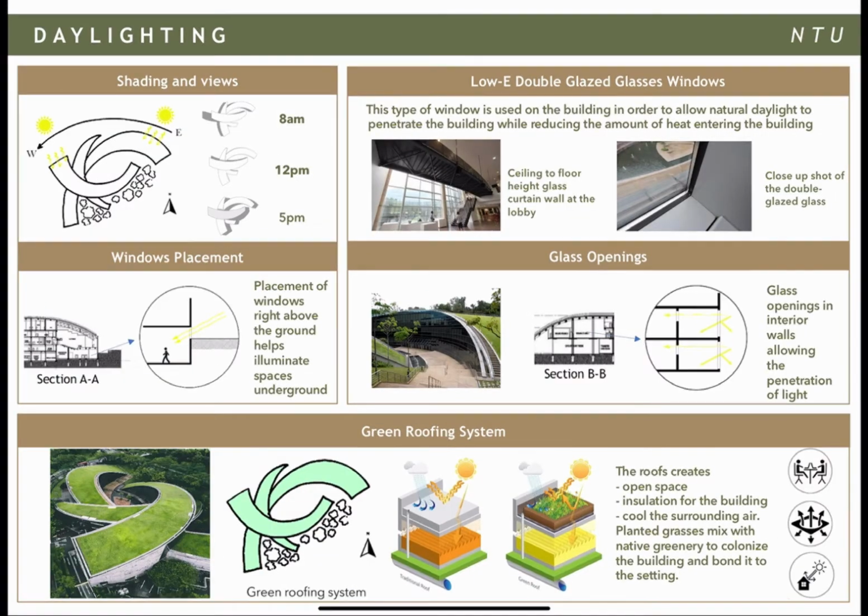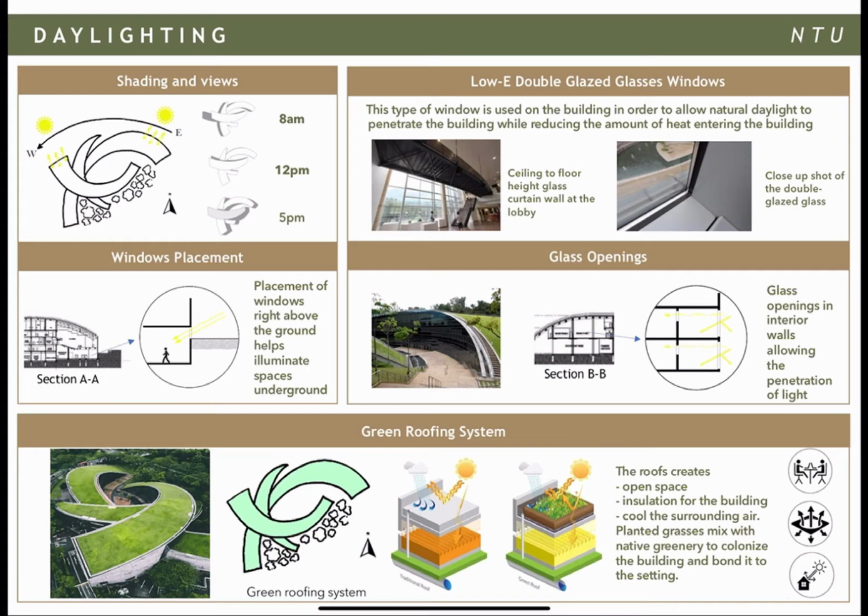The low-E double-glazed glass windows are applied in this building. This type of window is used on the building in order to allow natural daylighting to penetrate the building while reducing the amount of heat entering the building. The placement of the windows right above the ground is to help illuminate space underground, and the glass opening in the interior walls is allowing the penetration of the light.